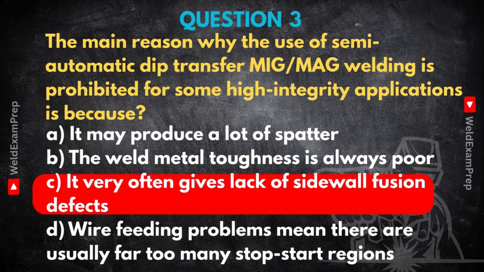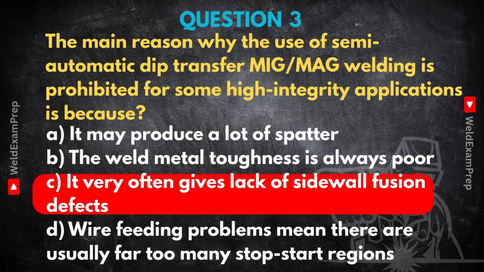And just quickly on the others. B, weld metal toughness isn't always poor. It can be influenced by parameters and gas, sure, but it's not the main reason for the prohibition. Okay. And D, wire feeding problems, well, those are operational headaches. They can happen with any semi-auto process if the gear isn't maintained. It's not an inherent flaw of the dip transfer process itself that leads to a ban.